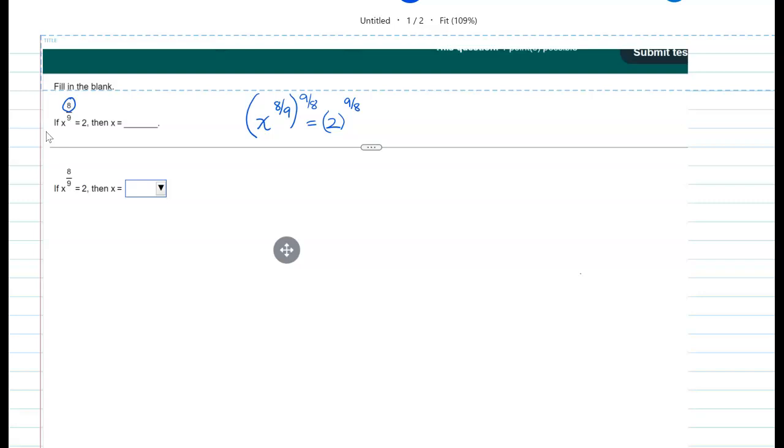Now, because the numerator here is even, you would have to put plus or minus on the base. So that means x is equal to plus or minus 2 to the 9 over 8.